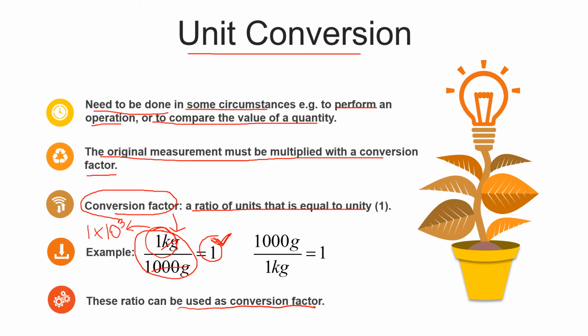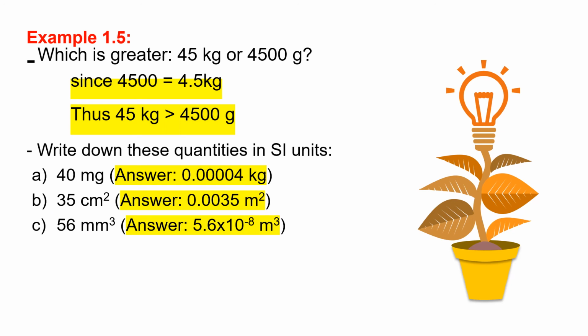Okay, contoh. Okay, for example, which is greater between 45 kg or 4500 gram. So bila kita ada unit yang berbeza, kita tak boleh buat comparison. So apa yang kita perlu buat untuk kita buat comparison, kita perlu convert the unit. Okay, ni the conversion unit. So untuk this case, contohnya kita ada 45 kg. Then the other one adalah 4500 gram.